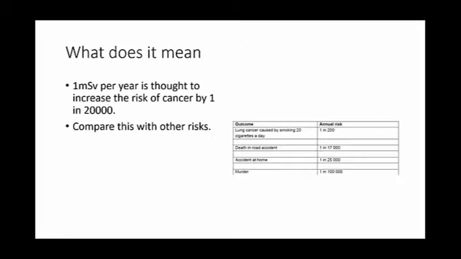What does that mean? Well, about a millisievert per year is thought to increase the risk of cancer by 1 in 20,000. Lung cancer from smoking is 1 in 200 risk. A similar level of risk, an accident at home is about 1 in 25,000. Murder, 1 in 100,000. So it gives you an idea of just how risky radiation actually is. It's not very risky at all.